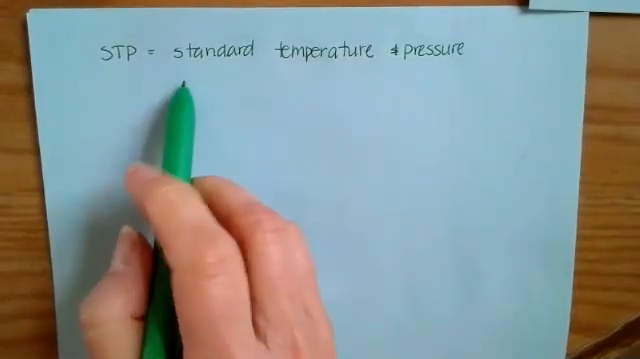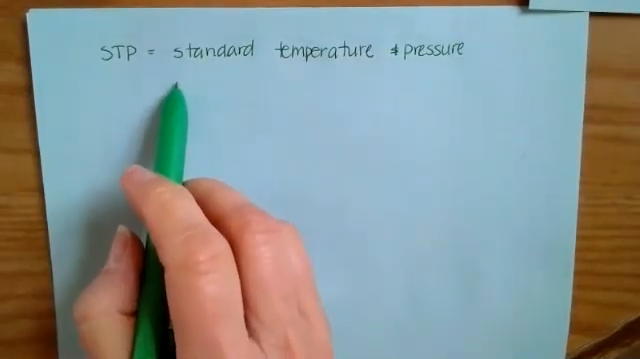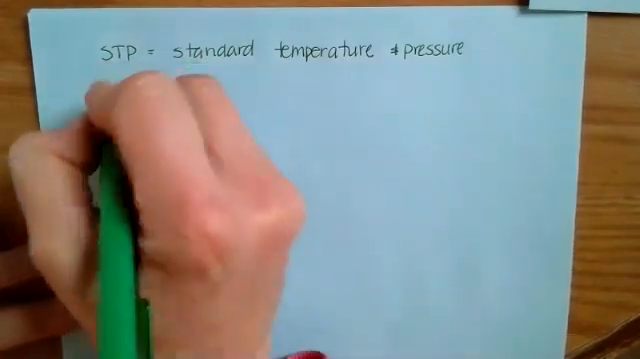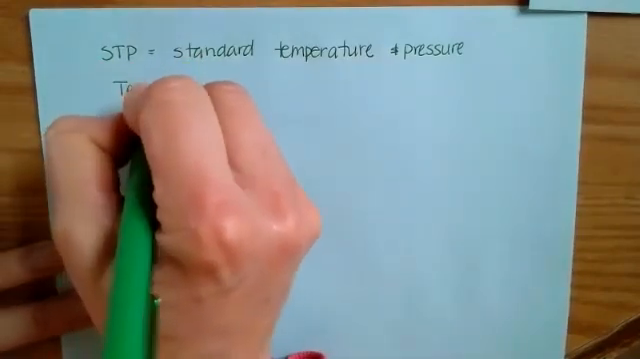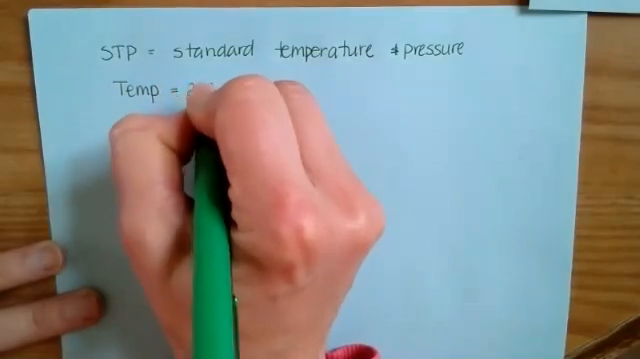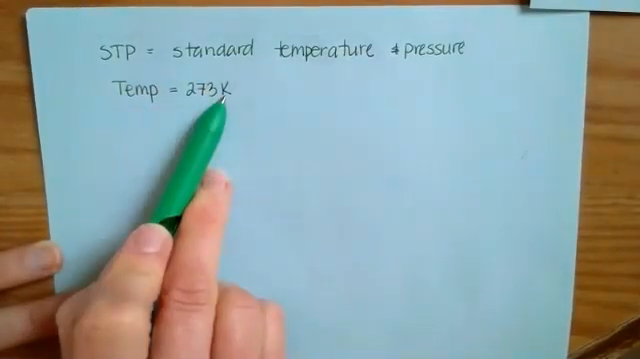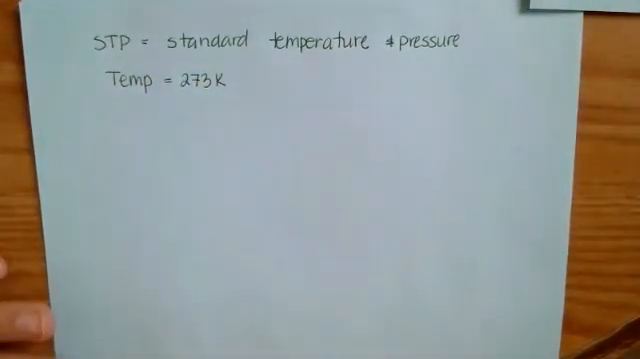So standard conditions in Darien, Hinsdale, Illinois, for temperature, it's 273 Kelvin. And I'm going to keep it in Kelvin since everything needs to be converted into Kelvin.